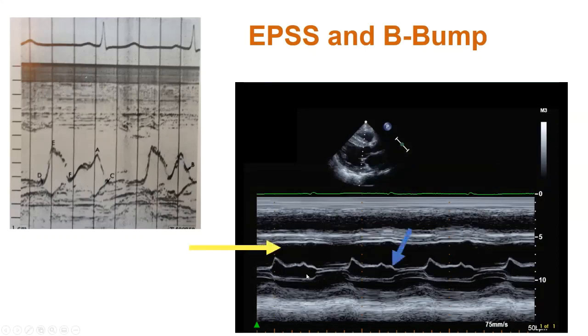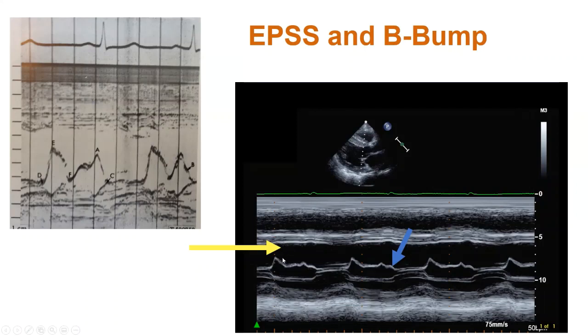The two M-mode findings that give you information about ventricular function are the so-called E-point septal separation, which is the distance between the anterior most excursion of the anterior leaflet and the septum.